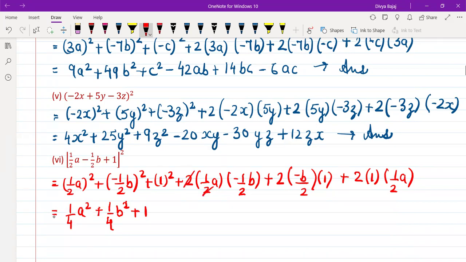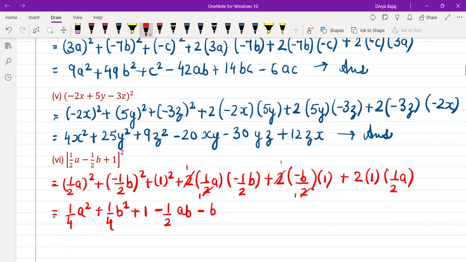So looking into this one, we can cut this. 2 and 2 can cut with each other. 2 ones are 2 and 2 ones are 2. So I'm left with here minus 1 by 2ab. Be careful while writing. Don't do this question in a hurry. We can cut this and this also, numerator with the denominator. So I'm just left with minus b.